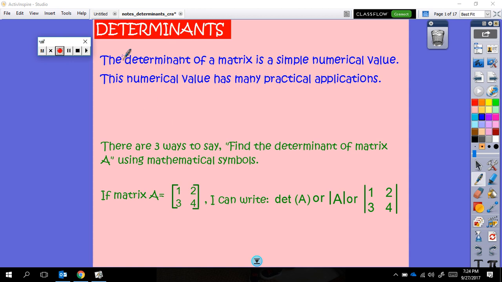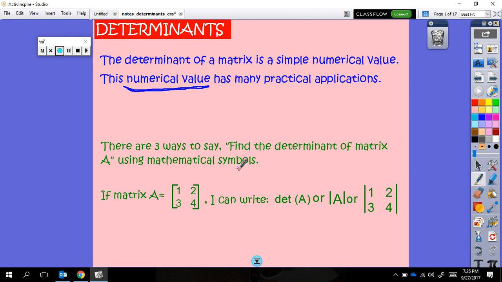Alright guys, so today I'm going to talk to you about determinants and how to find the determinant of a matrix. The determinant is simply a numerical value that has a lot of practical applications when it comes to matrices.